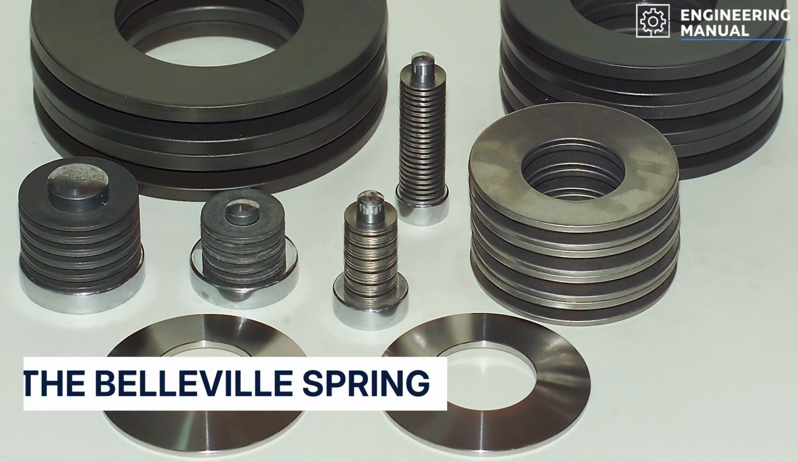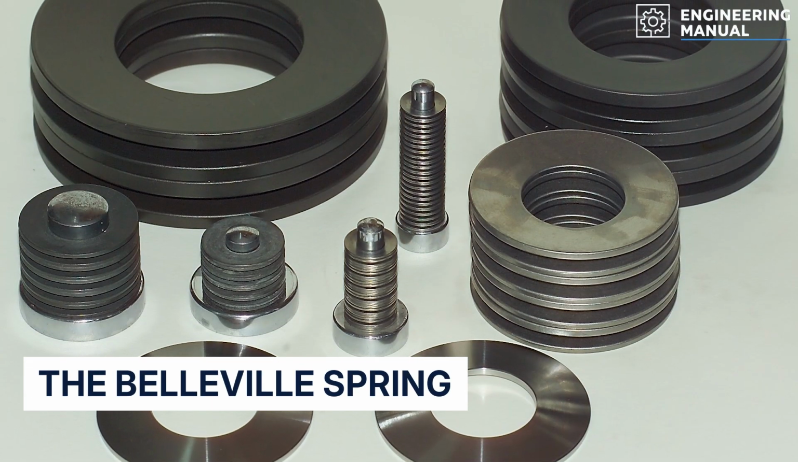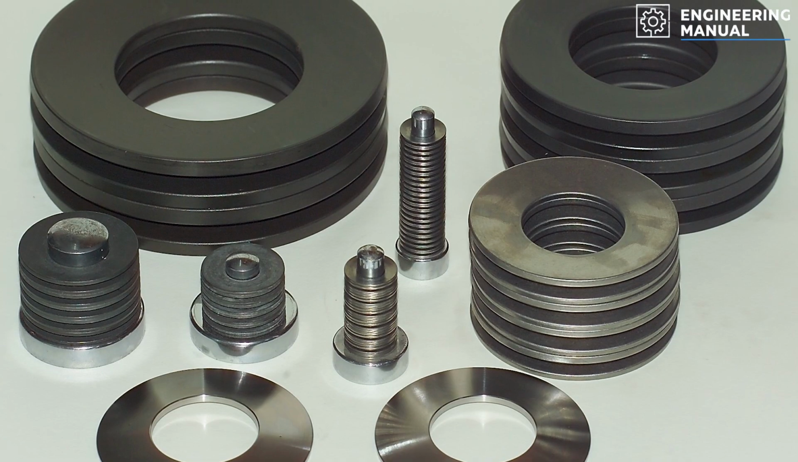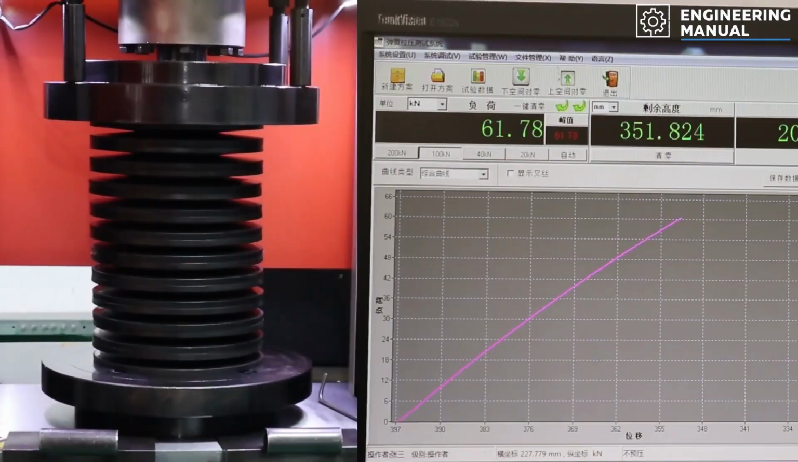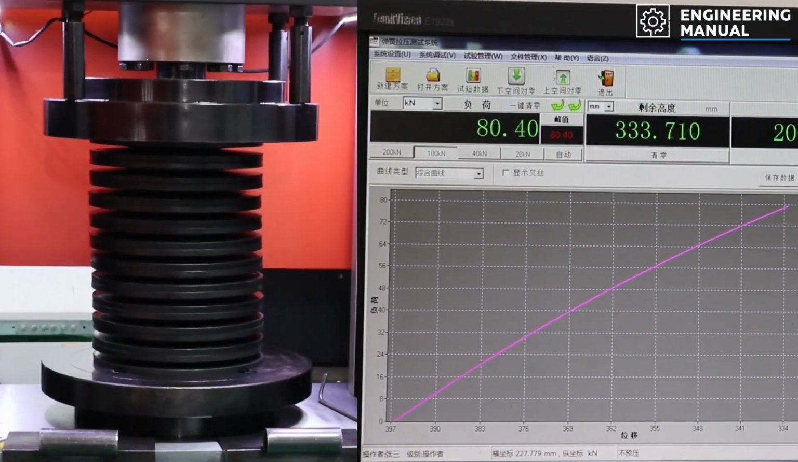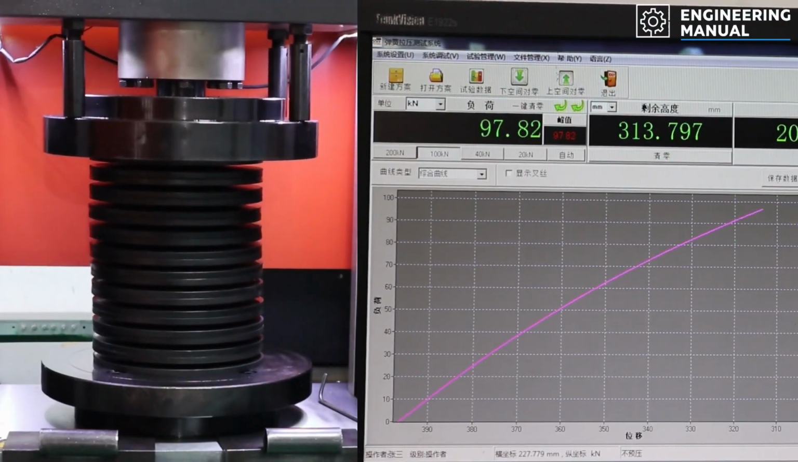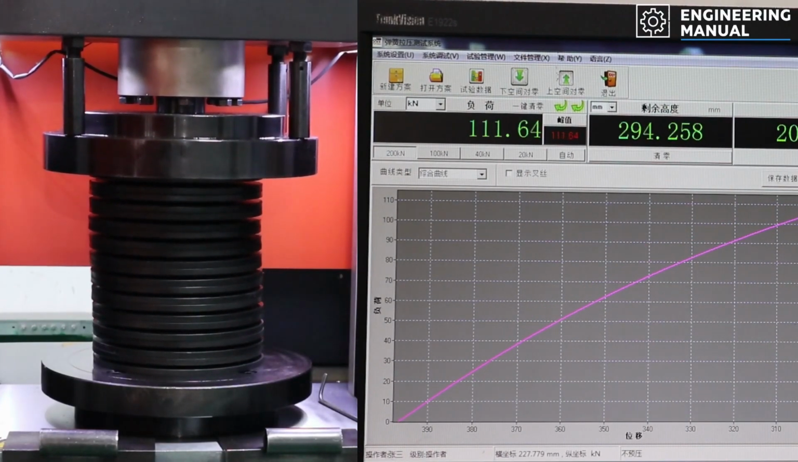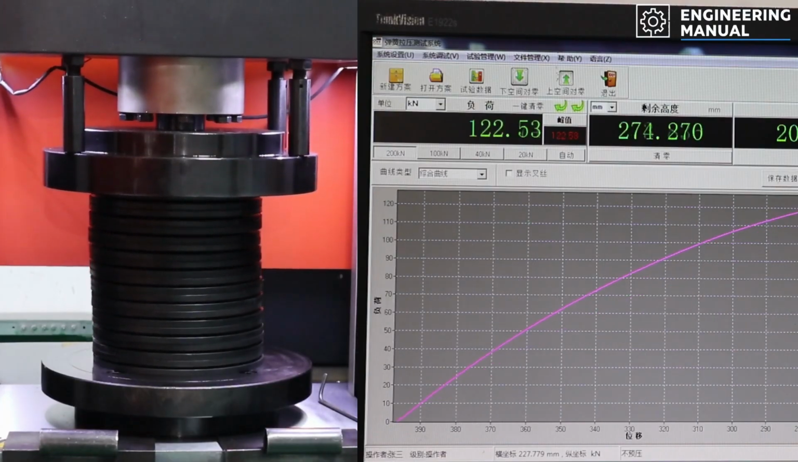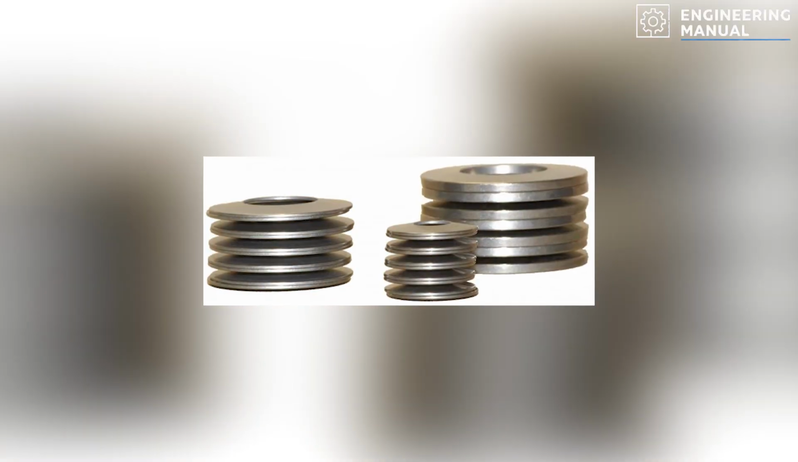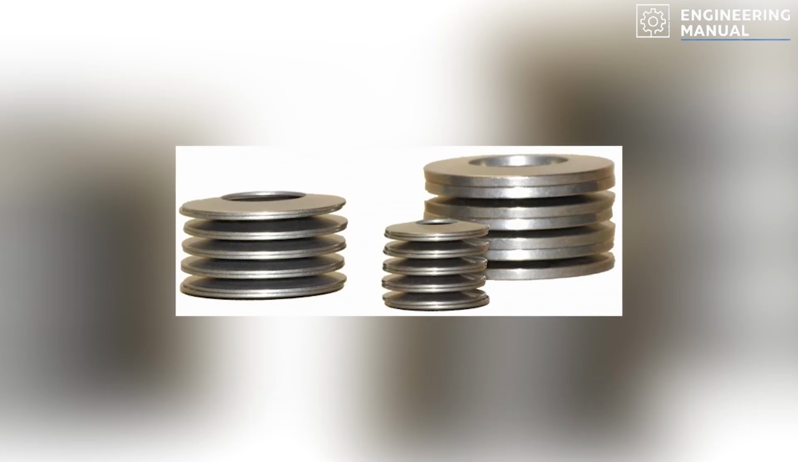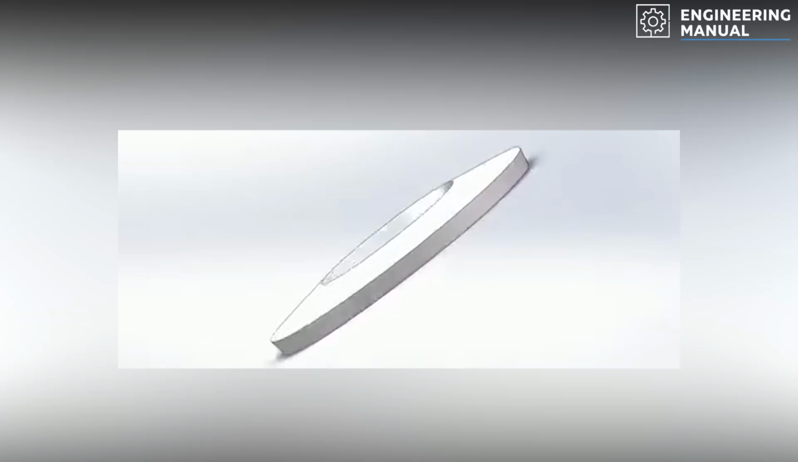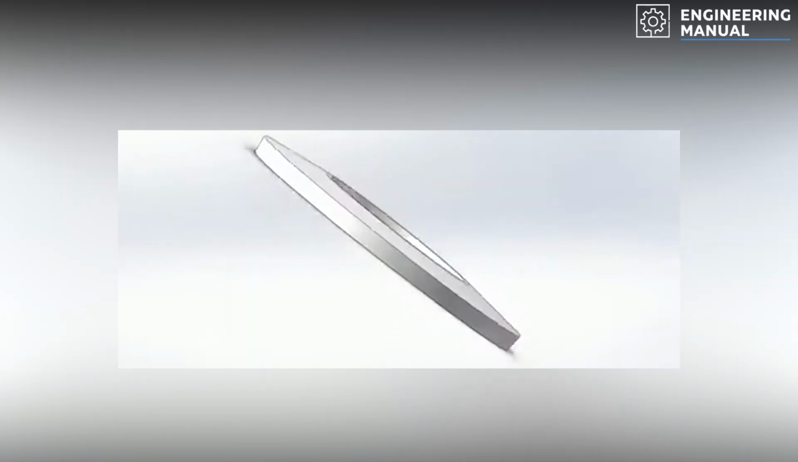The Belleville Spring, or disc spring, exists to solve a different problem entirely: high force in minimal axial space. It is a conical washer that flattens under load, producing a nonlinear force displacement curve that can be tuned through geometry. Thickness, cone angle, and inner to outer diameter ratio define the stiffness profile. The key design constraint is nonlinear stability.